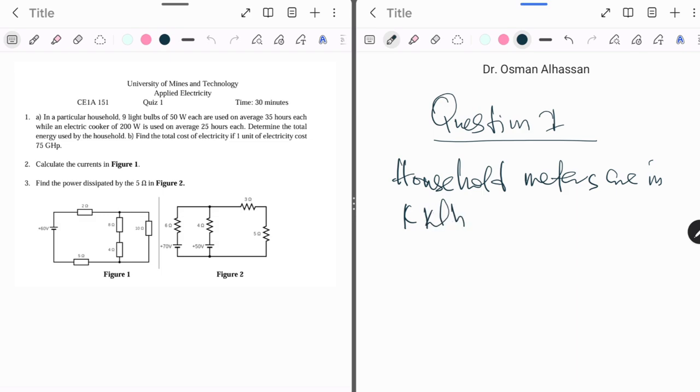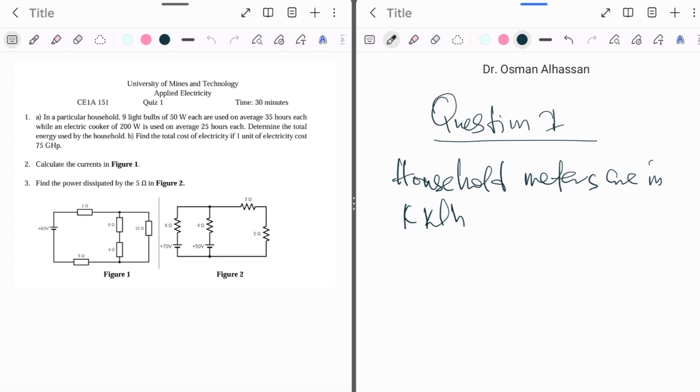So if you were to go and look at the meters that you have at your various houses, you realize that the readings there are expressed in kilowatt hours. So with this in mind, we are going to use that notion to solve question 1. We are asked to find the total energy used by the household. That's A. And then B, find the total cost of electricity if 1 unit of electricity costs 75 Ghana pesos.